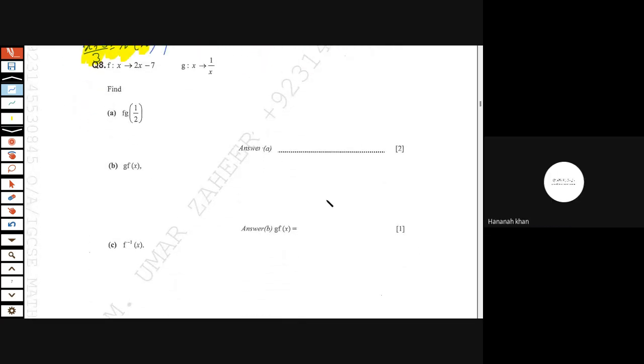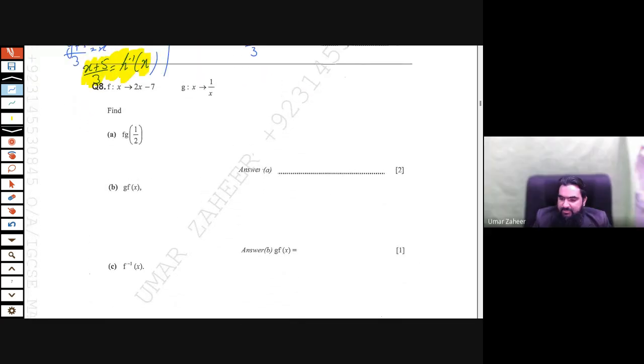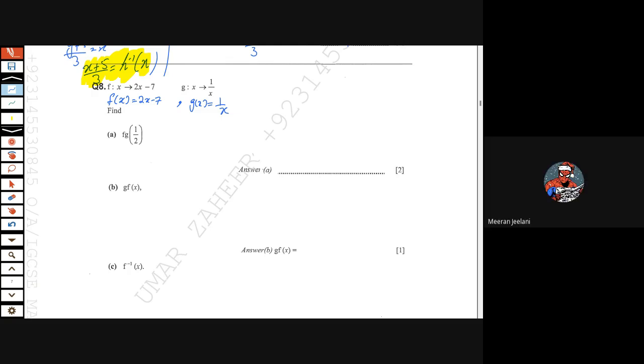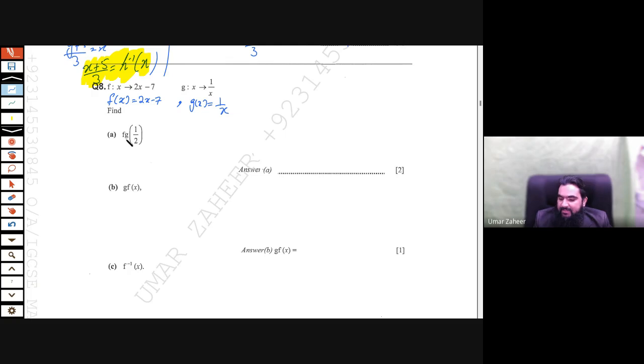Now look here, it is another notation for the function. It is just like f of x equal to 2x minus 7, and g of x equal to 1 by x. Now we have to find f of g of 1 by 2. We don't have the value of g of 1 by 2.